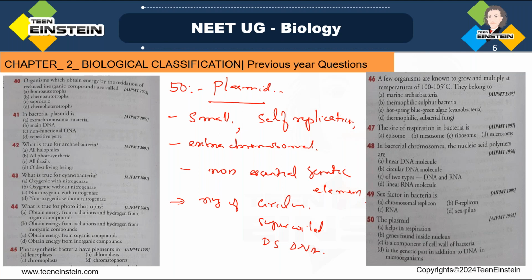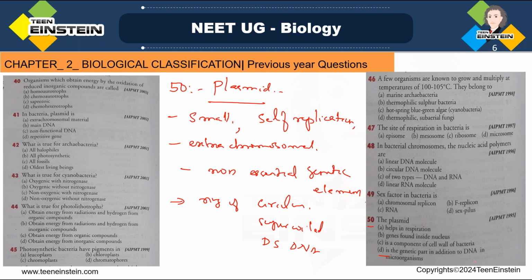Question number 50, which option do you need to select? Option D. It is a genetic part in addition to DNA in microorganism. We said that it is in bacteria. This plasmid we can say is in microorganism, and that is a genetic part which is additional to the genetic material of that particular microorganism.